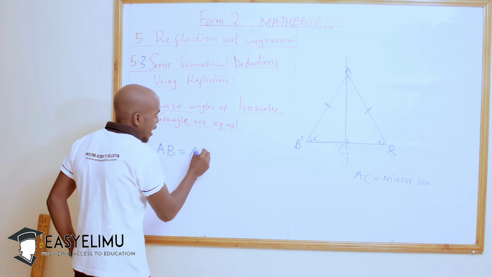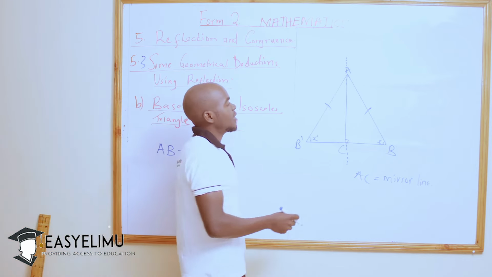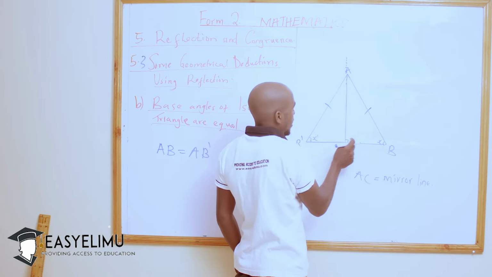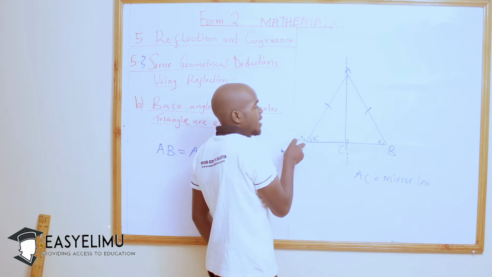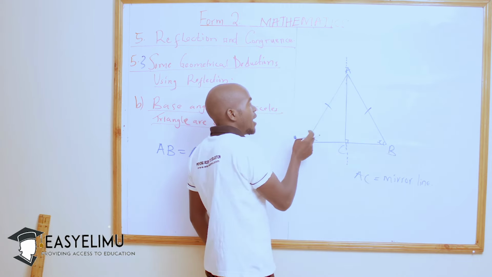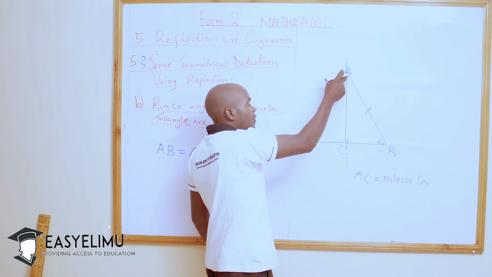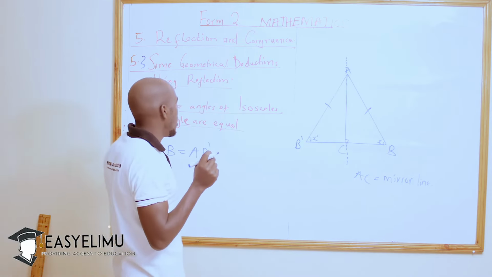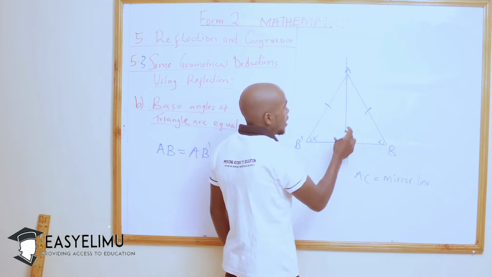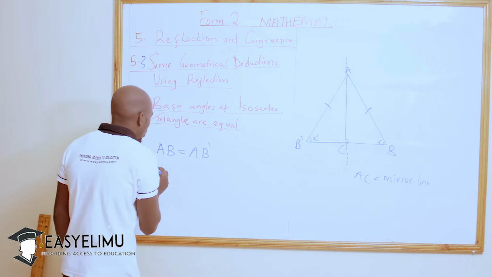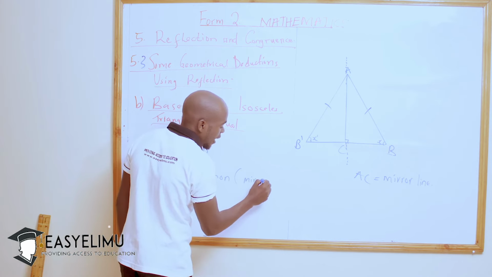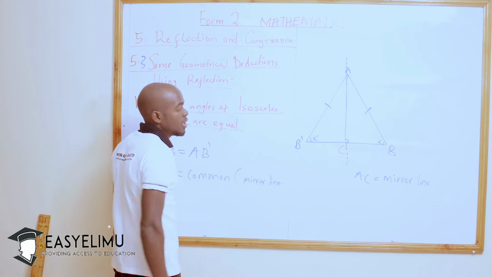is equal to line AB prime. And you can see that if you reflect this line through this mirror line, it will move to this side here, meaning that this line AB will be extended to the other side and reflected to become line AB prime, and that is what we shall have there. And as you can see here, line AC is common, and that is what we are using as our mirror line, is common between them.